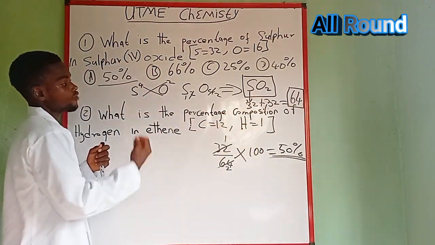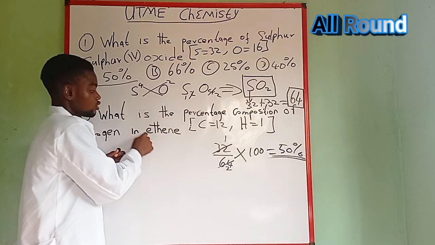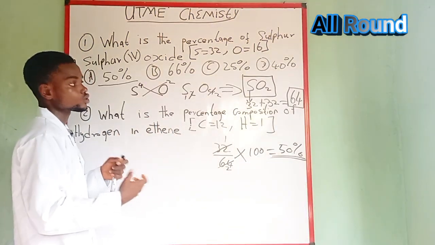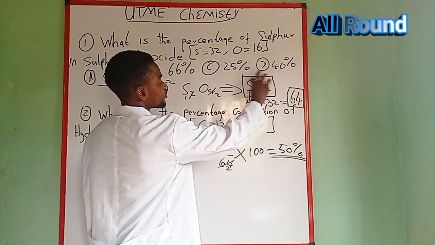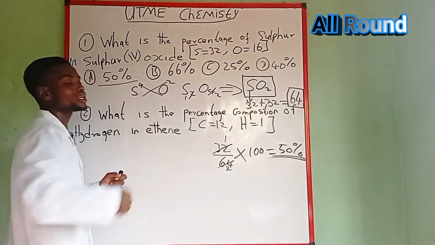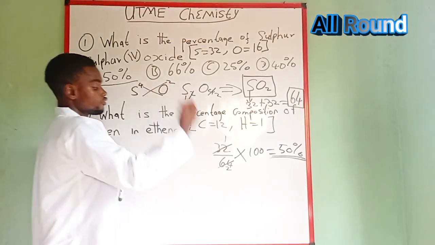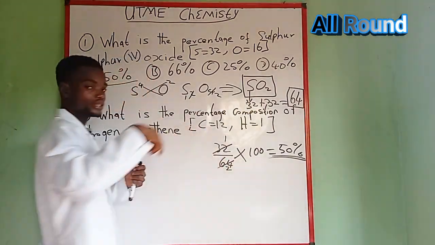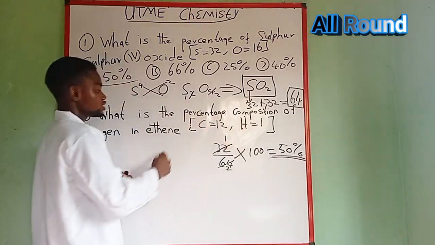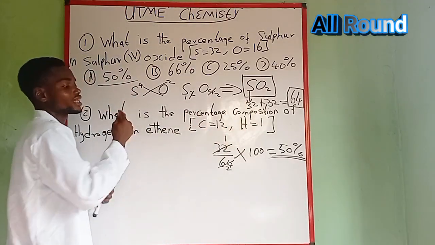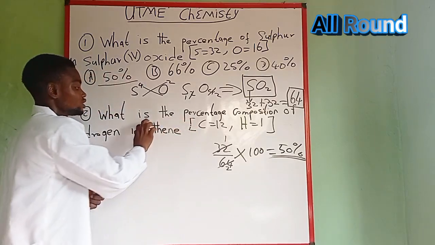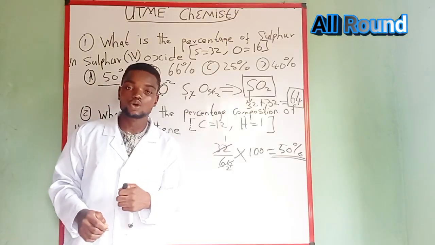So you know how I did it? I first of all put down the formula of ethane, the compound it belongs to. Then I found the total mass of it. Then I used the mass of the element I am asked to get and divided by the total mass of the compound involved. So you use the mass of hydrogen and divide by the total mass of the compound in which hydrogen is found, which is ethane. So let's now answer in the comment section.